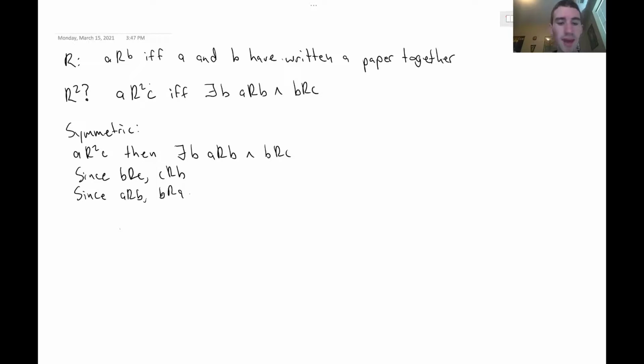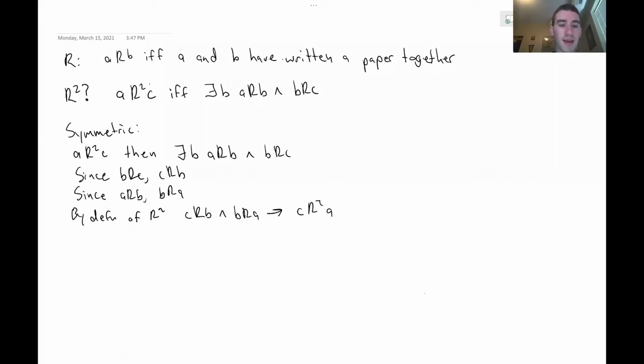And so we can combine that info. We're going to use our definition of R squared. We can see that C relates to B and B relates to A means that C relates to A using R squared. So we've shown, using a combination of this definition of R squared and just the original relation, that this has to be symmetric. And this is a flow that you'll see a lot in composite relations questions.